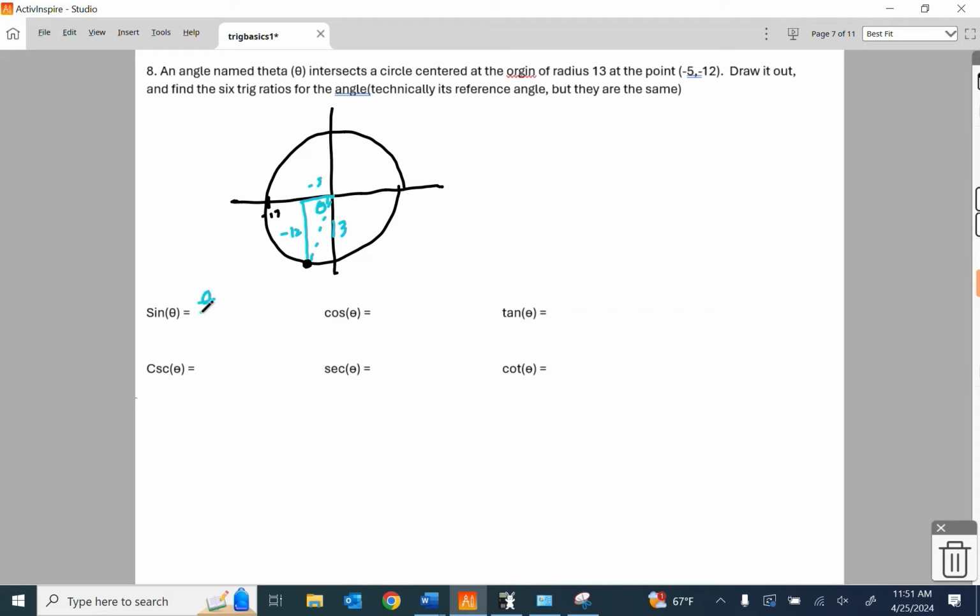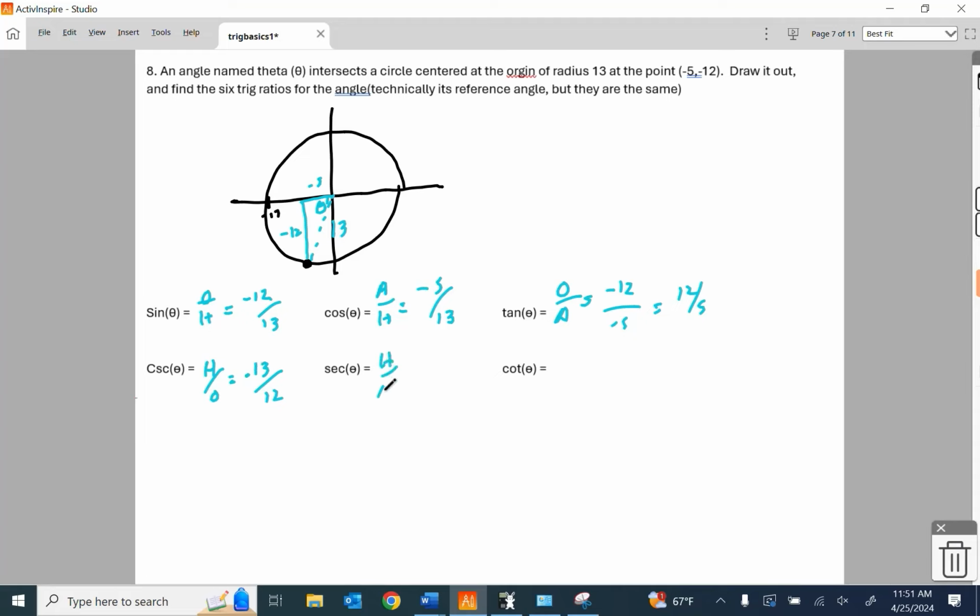Sine ratio is opposite over hypotenuse. So opposite's a -12, hypotenuse is 13. The cosine ratio is adjacent over hypotenuse. Adjacent is a -5, hypotenuse is 13. The tangent ratio is opposite over adjacent. Opposite is a -12, adjacent is a -5, a negative over a negative is a positive. Sine says O, cosecant is a ho. The hypotenuse is 13. She's sitting over 12, but that 12 was negative. Put the negative symbol in the numerator.